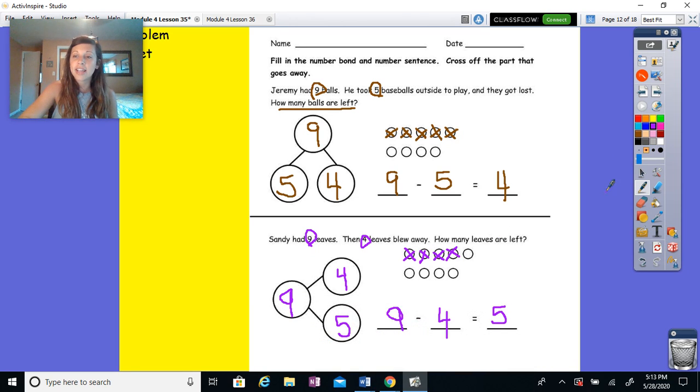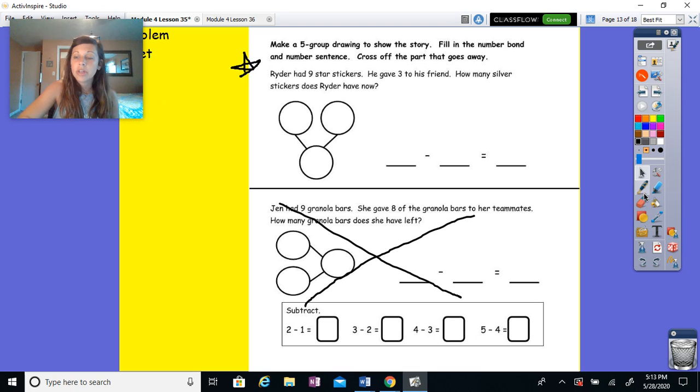Good job, my friends. Okay, I'm going to show you what I'm going to send home to you to do on your own. This problem right here is going to be sent to you in your messages, okay? We're not going to do this one. So please be sure that when you finish it, you send me a picture of it so you can get some points.